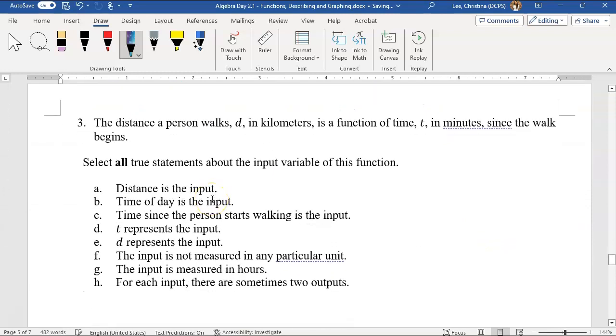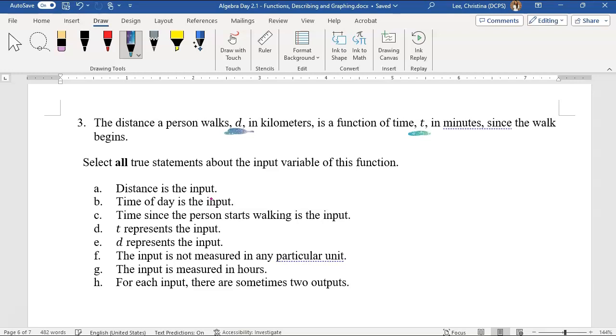All right, the distance a person walks, d, in kilometers is a function of time. So d, how far they walk, is our dependent variable, and time is our independent variable, the thing that's going to change how far we walk. All right, so let's select all true statements about the input variable of this function. So distance is the input.